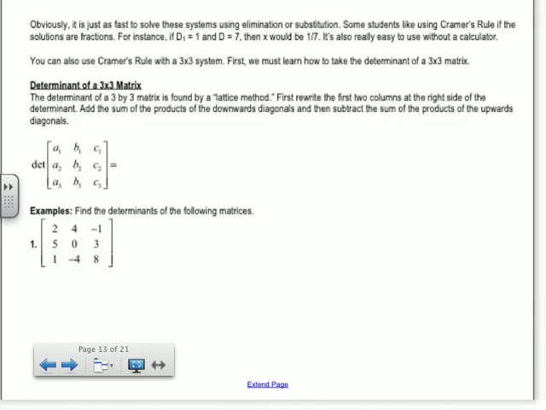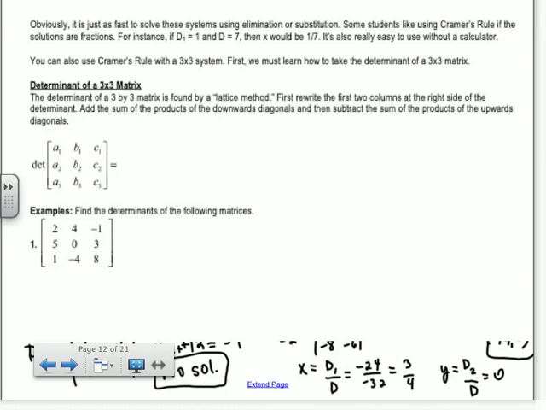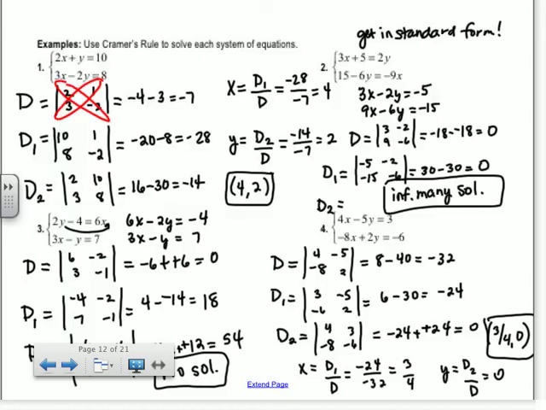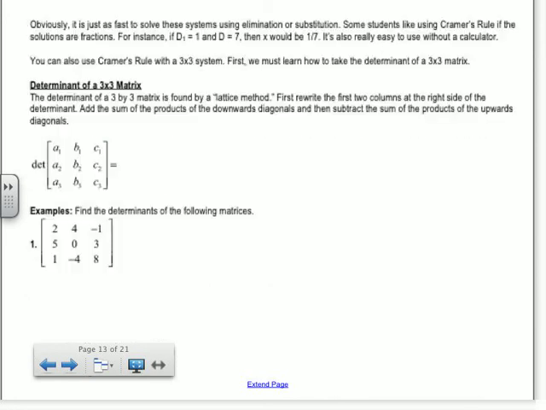Okay, so it says obviously it's just as easy to solve these systems using substitution or elimination. Some students like using Cramer's rule if the solutions are fractions. So like that last example, your solutions were fractions. So if you tried substitution or elimination, you would end up working with fractions while adding and subtracting things. And some people don't like that. So some people think it's easier just to use Cramer's rule. It's also really easy to do this without having a calculator. These are all basic things you can do without a calculator.